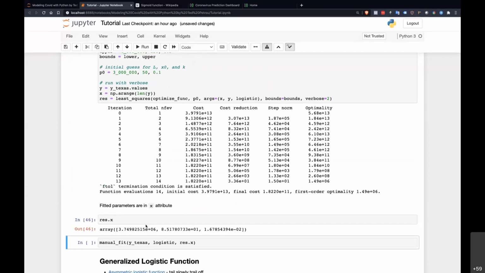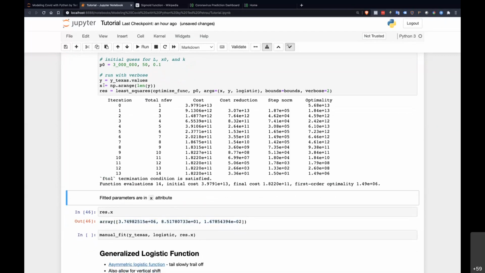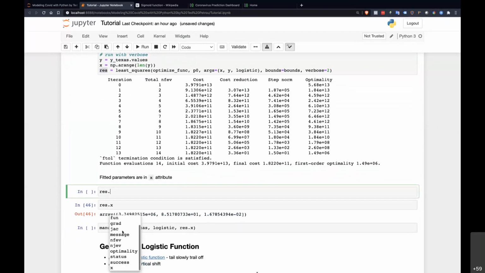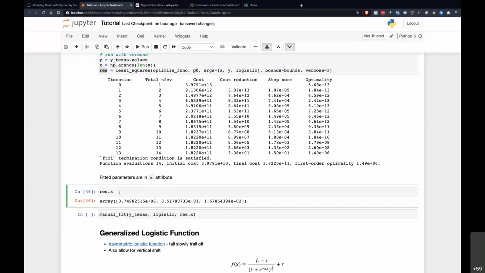All right, so now we can see the parameters that it found. So it returns this object, it's essentially like a tuple. But if you do dot, you can see all of the attributes here, and you can kind of go into the optimization. But what's important for us are the parameters, and those are in X.